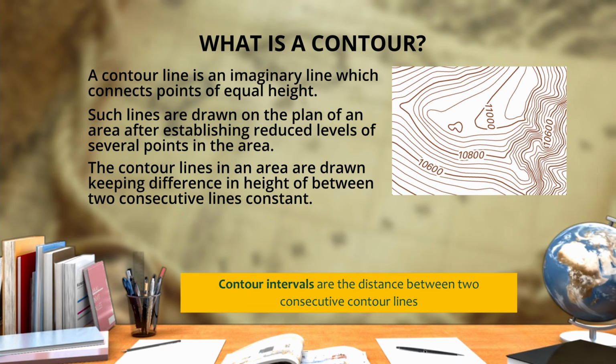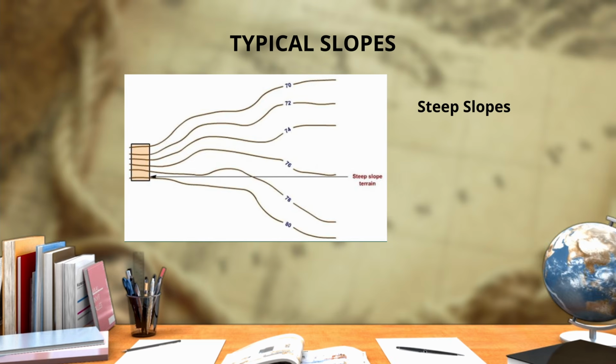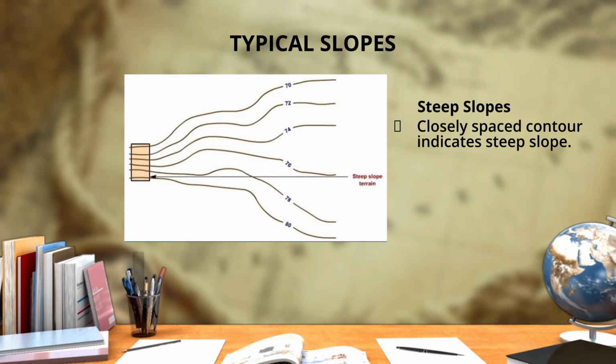Now, contour interval. A contour interval is a distance or a difference in height between consecutive contour lines. Now let's look at different types of slopes that we might have in contour maps. First, we have a steep slope. A steep slope is when two contour lines are closely spaced together. When two contour lines are close to each other, that is our steep slope.